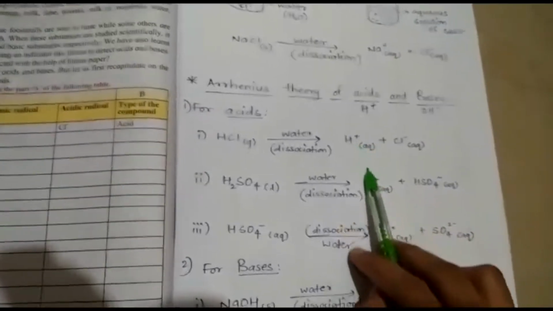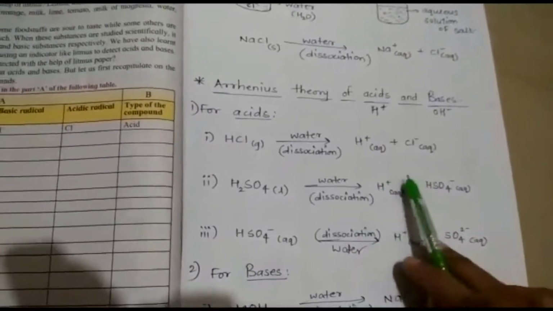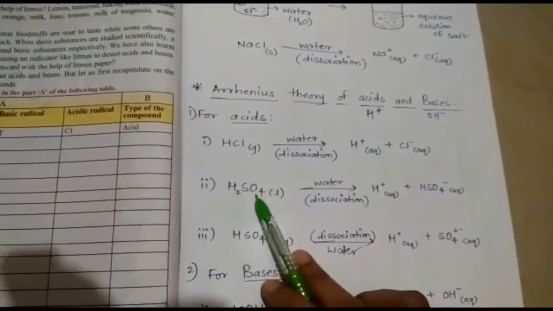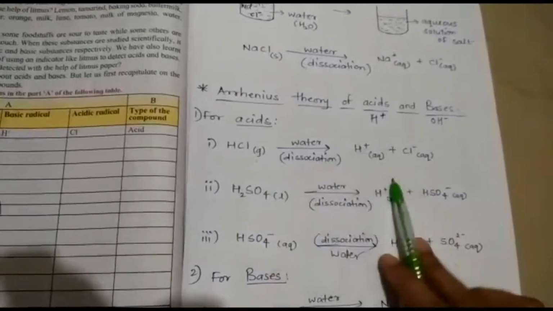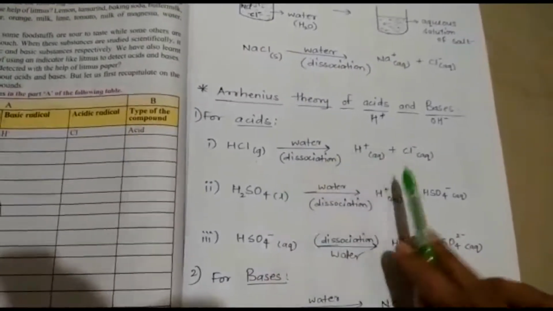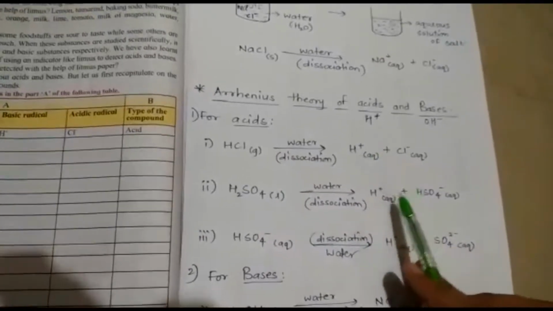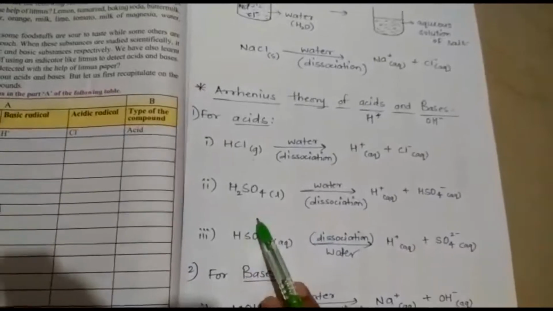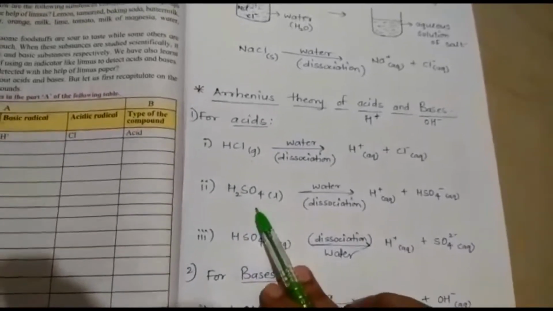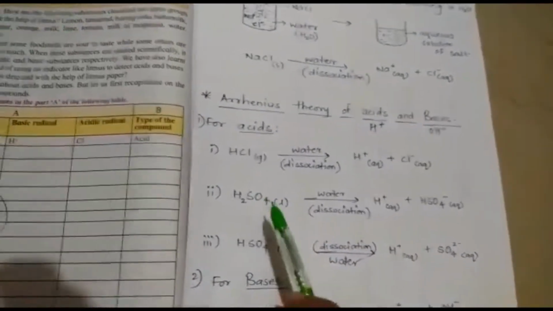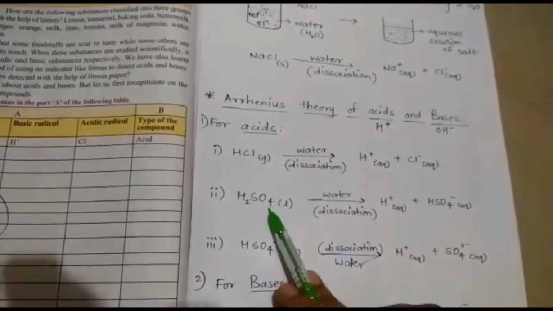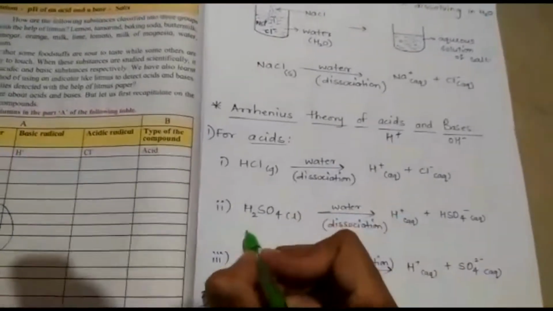If in the product we get H plus ions, the substance is acidic in nature. So here H2SO4 is known as sulfuric acid.